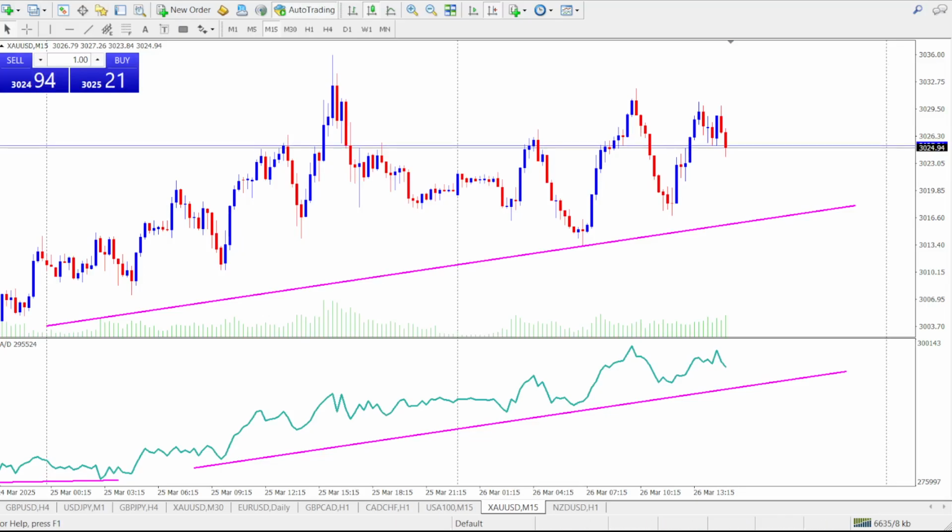And then with respect to volume confirmation, since the AD line integrates volume into its calculations, it gives you an understanding of the strength behind the price movements. Strong price moves with weak volume may not be sustainable, and the AD line can help you spot that.